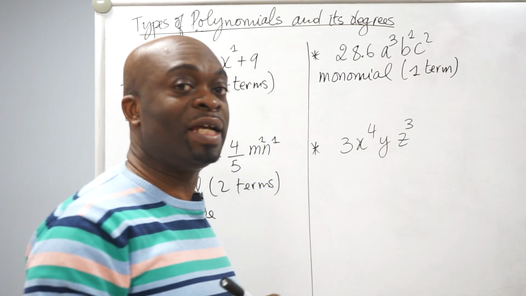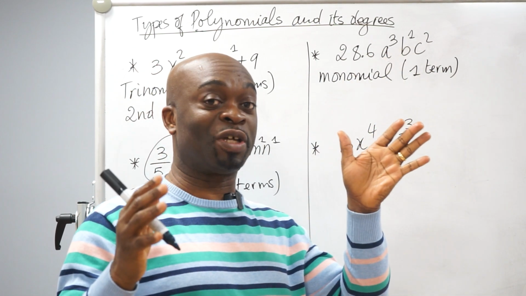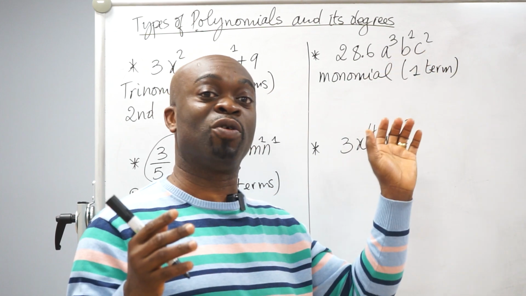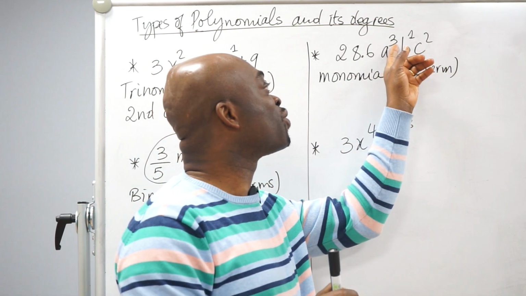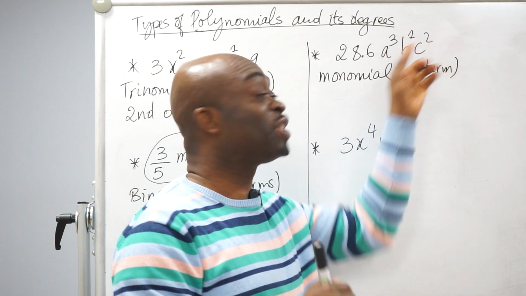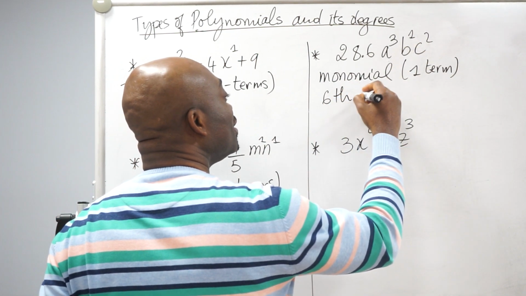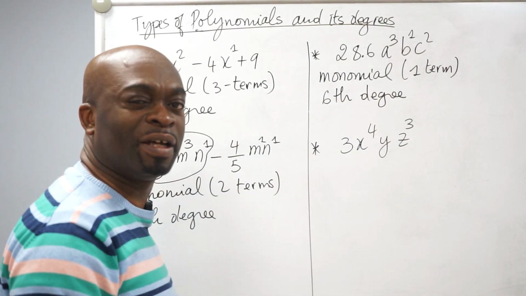Now, what are we going to do with the powers? We're going to add them up because all 3 variables are part of the same term. So this is 3 plus 1, which is 4, plus 2, which is 6. So we end up with 6th degree for our monomial. Everybody good?